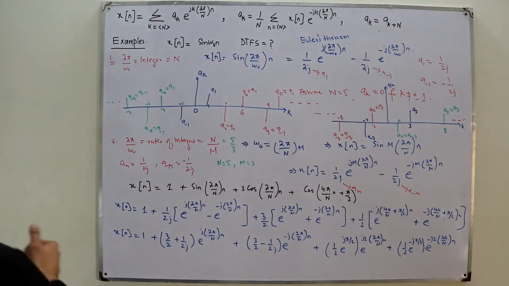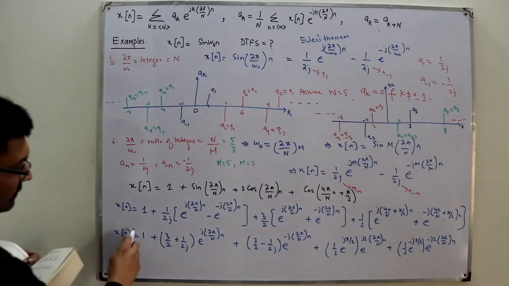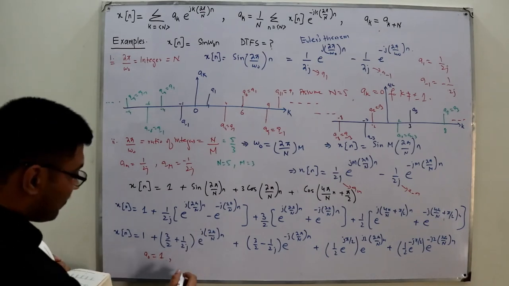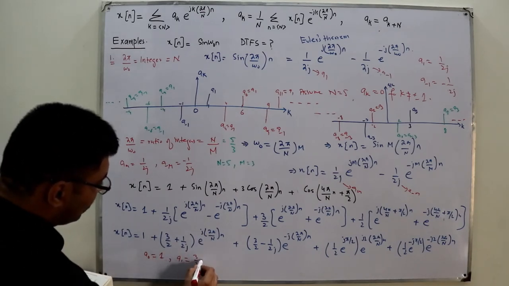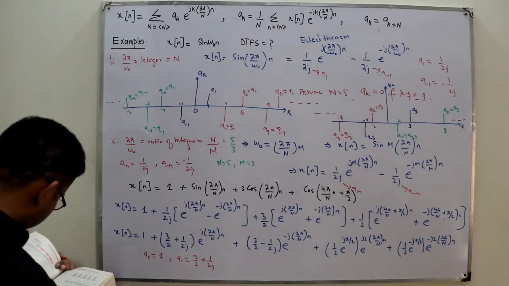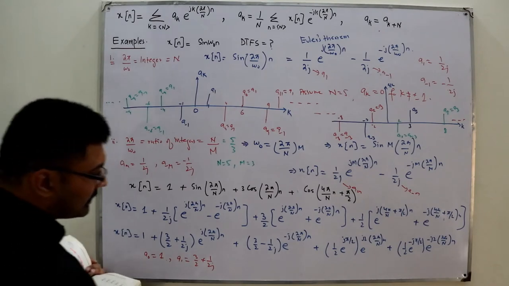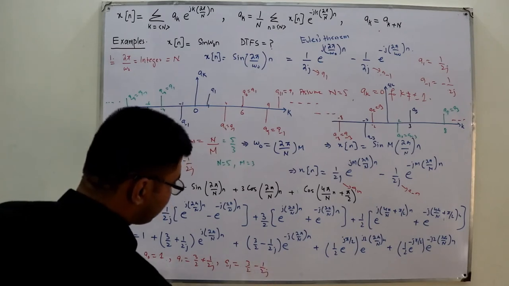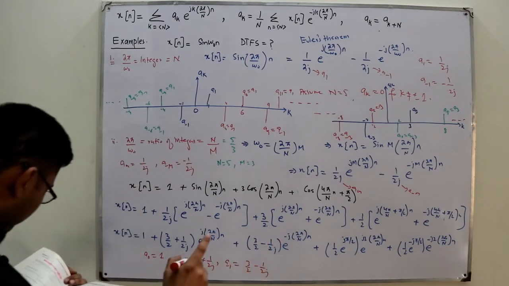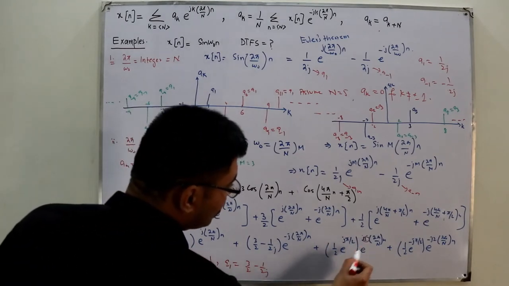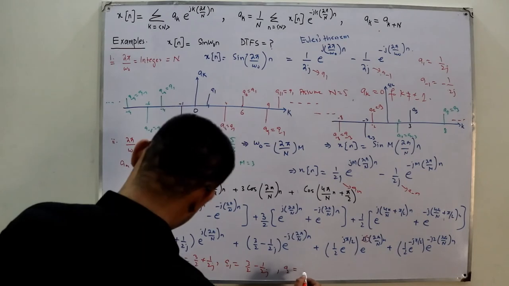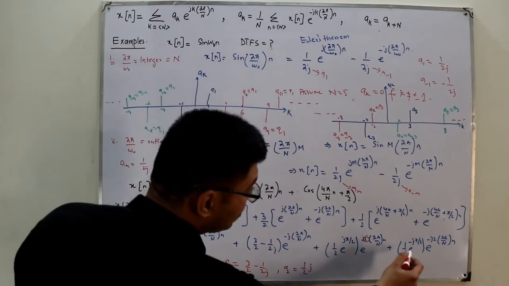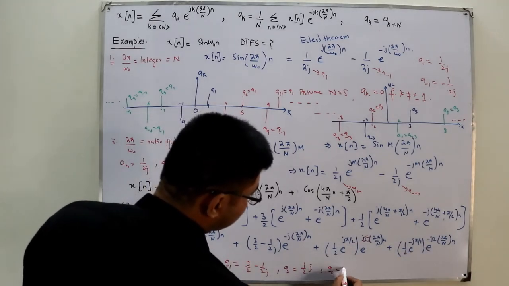So now you can see from here that I have an a naught, which is 1. Then this is for k equal to 1, so you have a1 is equal to 3 by 2 plus 1 upon 2j, right? Then you have this for a negative 1, so a negative 1 is 3 by 2 minus 1 over 2j. Fine. And then that one is for 2, so a2 is 1 upon 2j. And similarly a negative 2 is negative 1 upon 2j.